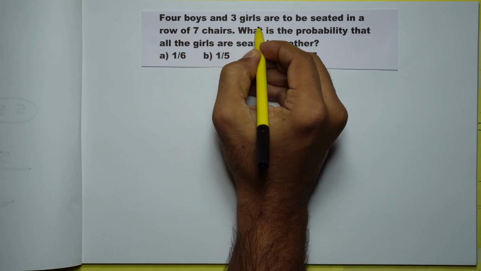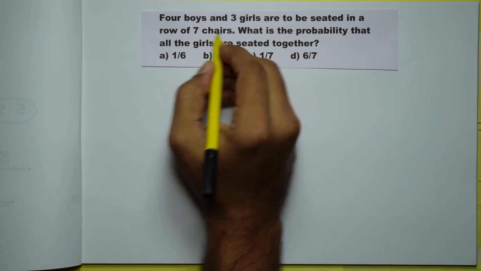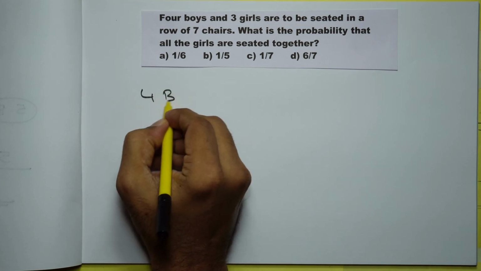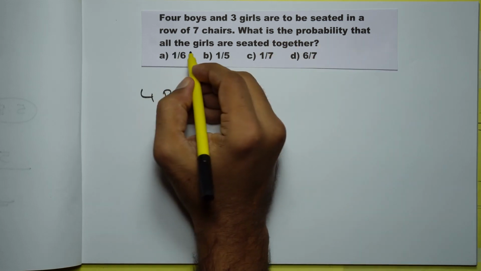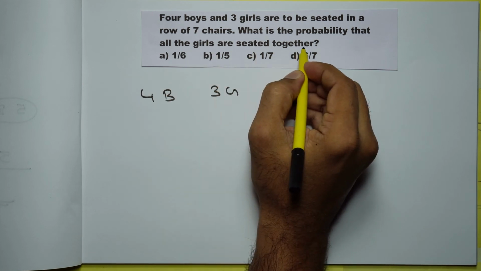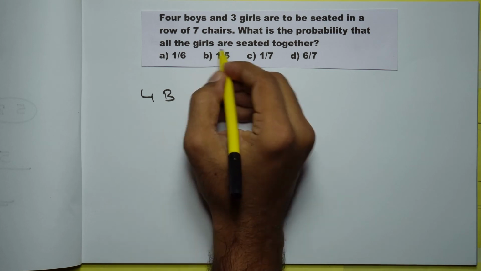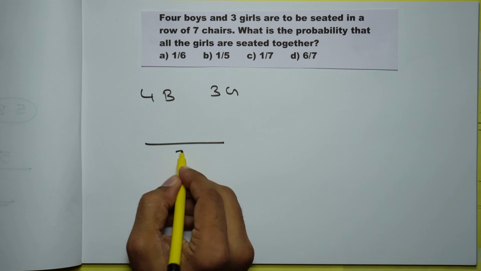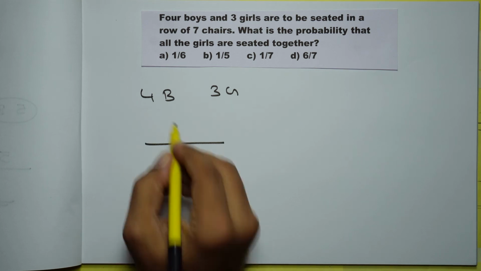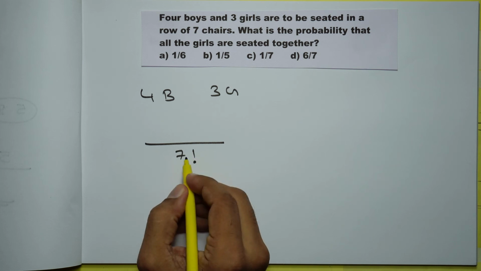4 boys and 3 girls are to be seated in a row of 7 chairs. So 4 boys are there and 3 girls are there. What is the probability that all the girls are seated together? So first of all we'll find out the total number of outcomes. So altogether 4 plus 3, 7 were there. They can be interchanged among themselves in 7 factorial ways. This is the total number of outcomes.